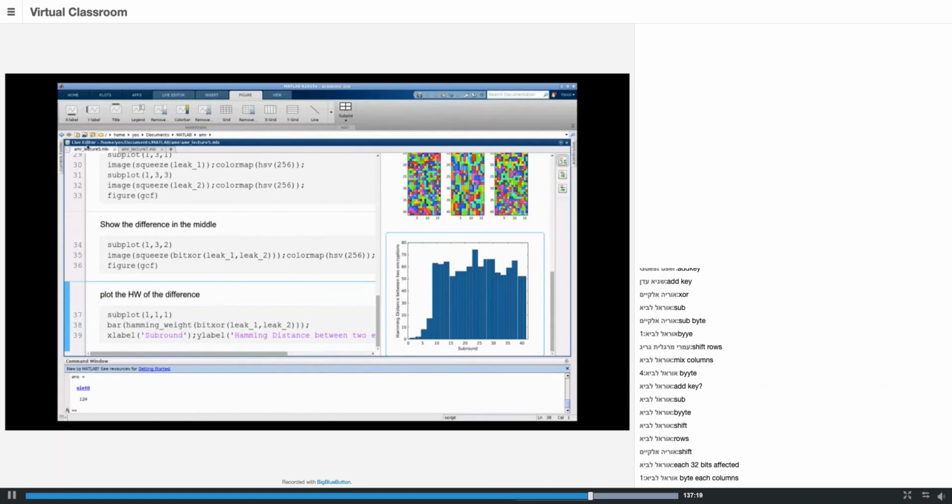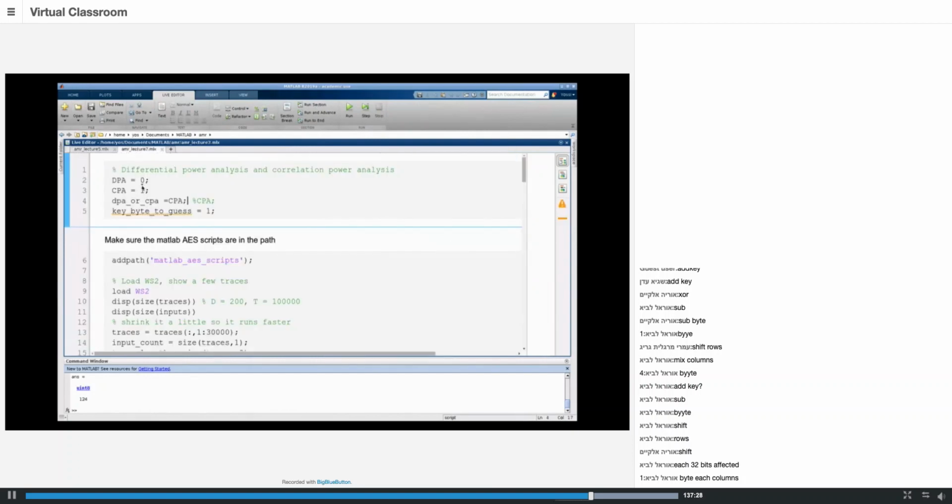can go on and do some live DPA. So this is this little worksheet that I wrote is actually doing both DPA and CPA. We're going to set it to DPA, just because you don't know CPA yet.